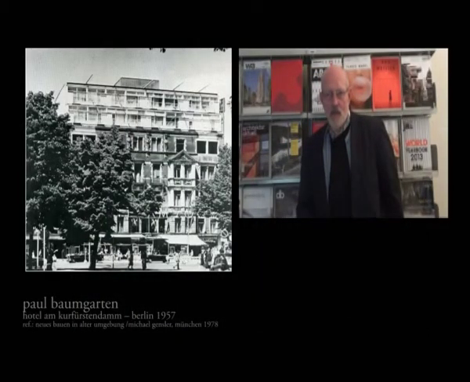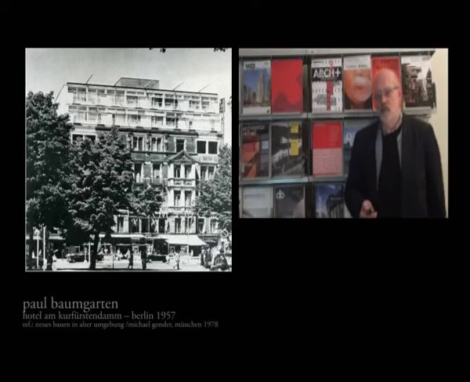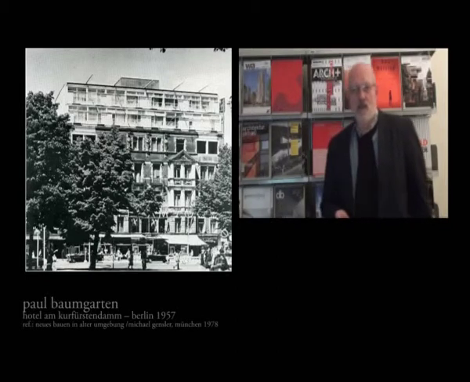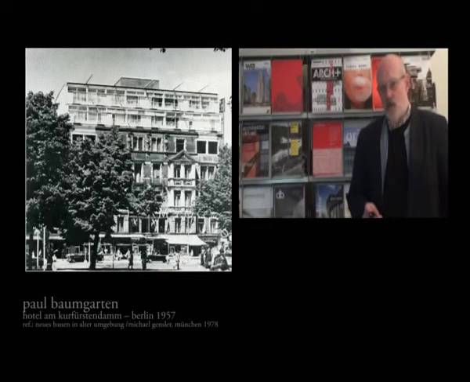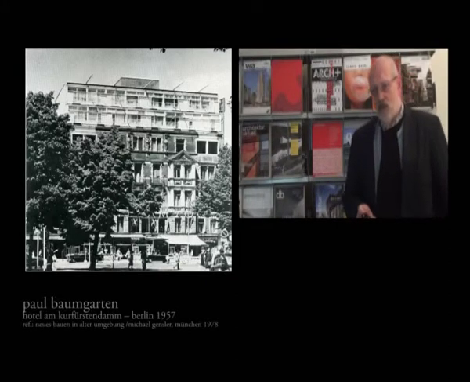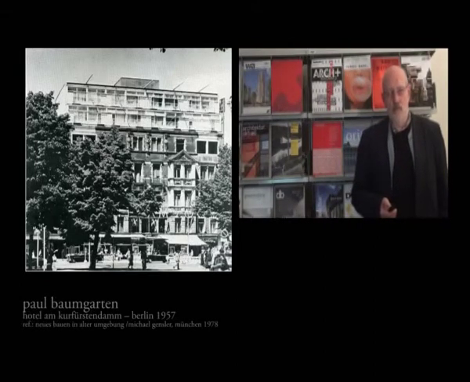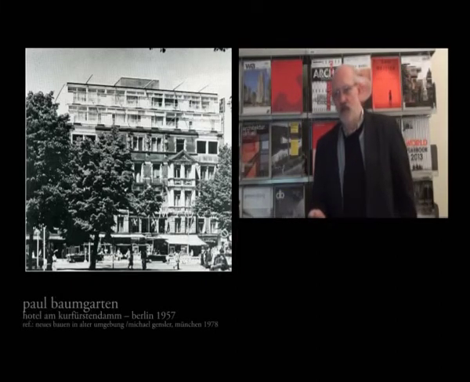Example 7 is existing buildings with modern extensions. I take a two-storied vertical extension in a fine and modern metal and glass structure as a lightweight continuation of the volume. It's a situation which was used for the Hotel am Kurfürstendamm in Berlin and was done by Paul Baumgarten in 1957.